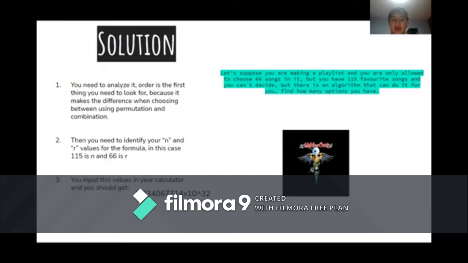Then you need to identify your n and r values for the formula. In this case, 115 is the n value because it's your favorite songs, and 66 is the r value because it's the length of the playlist. Then you input these values in your calculator. You should look for an nCr option in your calculator, which is right here, nCr, and then you write 115 combination 66, and then you should get the number 8.8340677714 times 10 to the 32nd power.